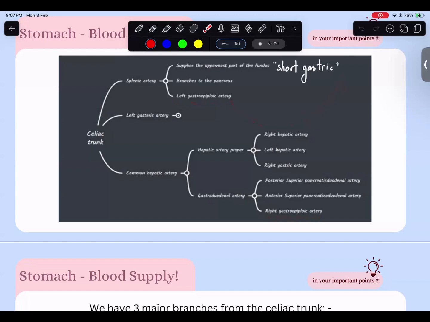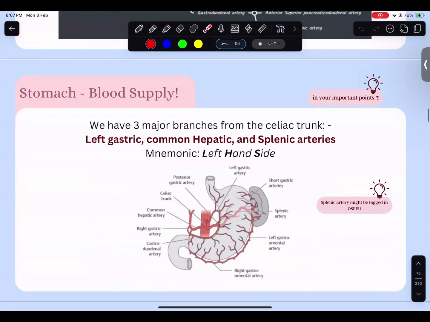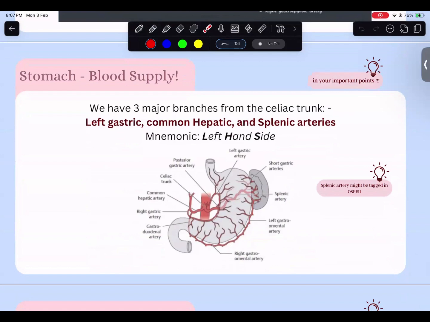Okay, a lot of information to take in, but inshallah, as we go, you guys are going to have it all in your mind. So we have the three major branches from the celiac trunk. As we said, there's a commonly used mnemonic called left hand side. L stands for the left gastric artery that we receive from the celiac trunk. H, from hand, stands for the common hepatic artery from the celiac trunk. And S is for the splenic artery.